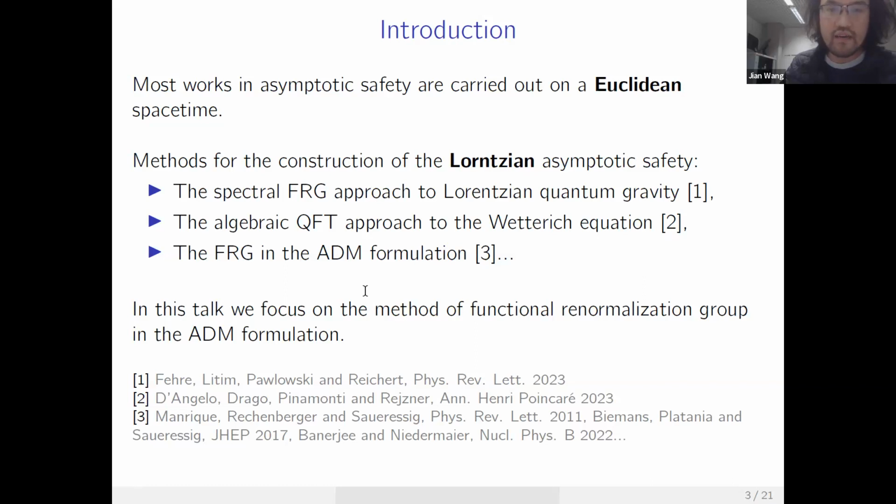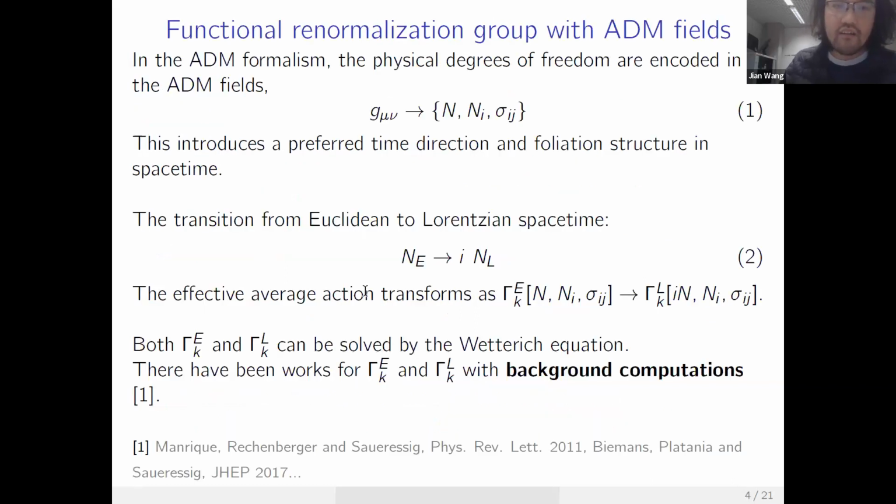In this talk, we'll focus on the third method, where we use the functional renormalization group in ADM formulation to compute the RG flow. Now let me briefly explain this method. First, in the ADM formalism, the physical degrees of freedom are not encoded in the metric. Instead, they are encoded in the ADM fields: the lapse function, the shift vector, and the spatial metric on the spatial hypersurface.